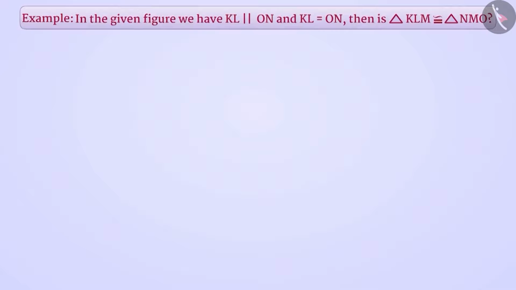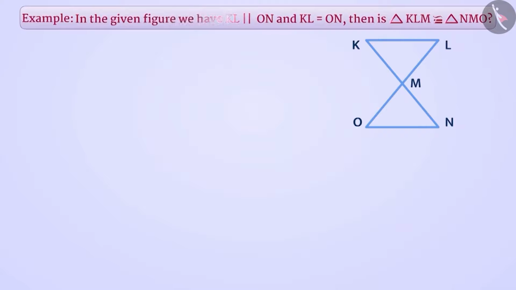Next example. In the given figure, we have KL and ON parallel and KL equal to ON. Then, is triangle KLM congruent to triangle NMO? We have been given KL and ON are parallel and KL is equal to ON.